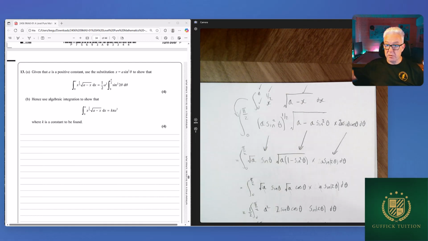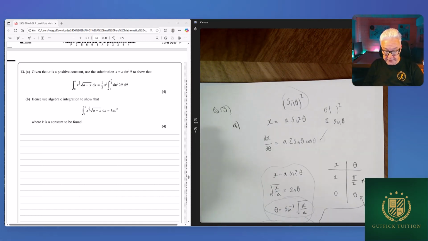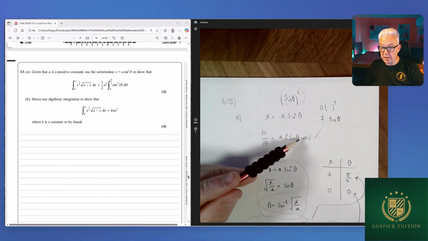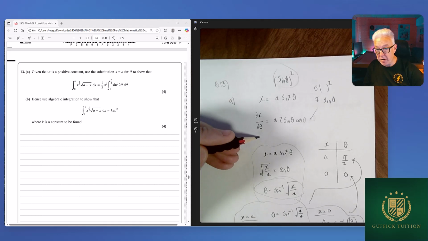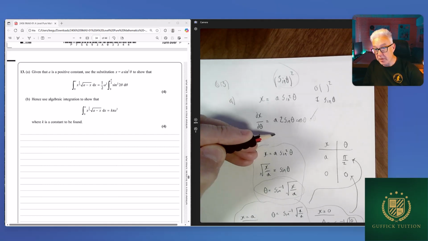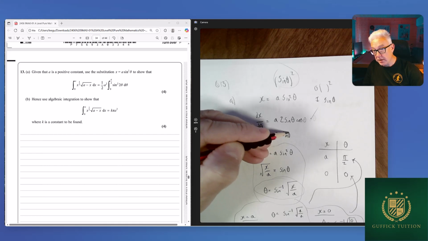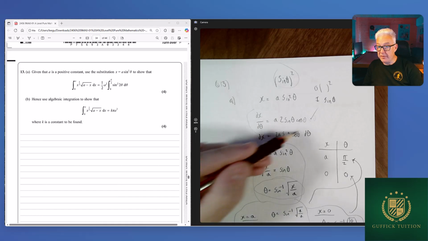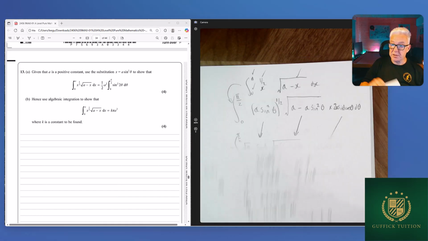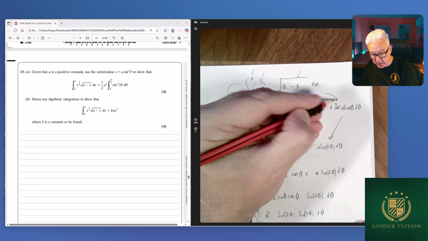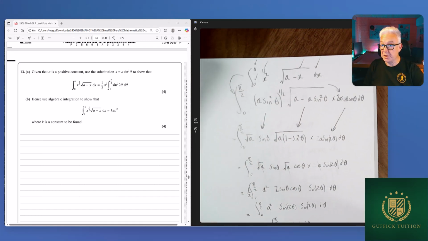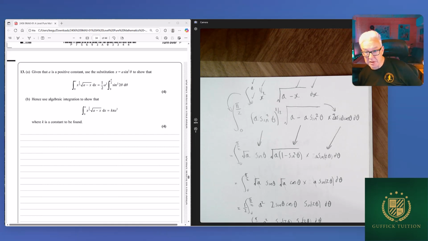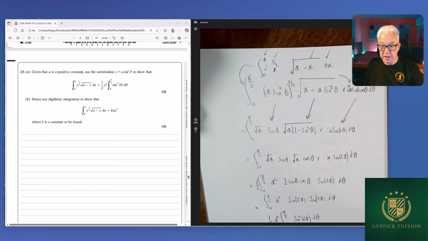And coming back to our dx by d theta, our dx by d theta was a times 2 sine theta cos theta. Now, that means that when we separate the variables, dx is going to be replaced by 2a sine theta cos theta d theta. So our dx has now been replaced by that, as just discussed. We've put all of the various elements in, so it's time to start doing some algebraic manipulation and tidying things up.